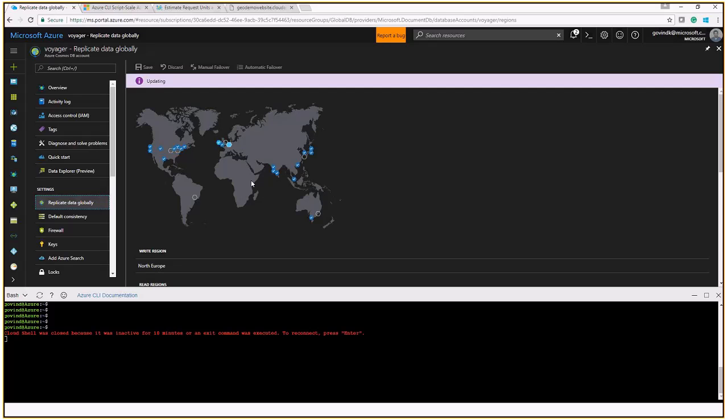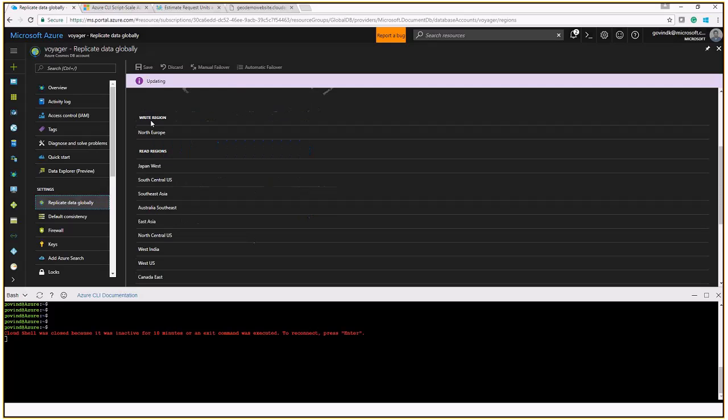Why would you do this? For various reasons. One is, if you are developing a globally distributed application, you want a low latency experience. How can you give a low latency experience to a person sitting in India? If he accesses the data in India, it's fast. If he has to traverse all the way to the US to get the data, there is latency for him. So this is how we enable this.